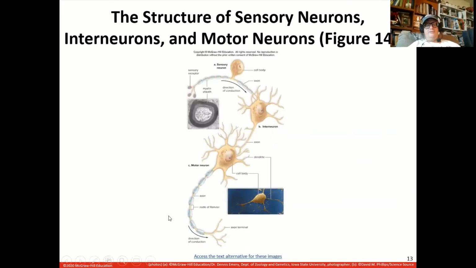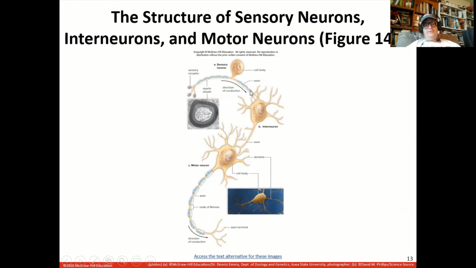So here we have 3 types. You can see a sensory neuron. Now I want to point something out too, something that hasn't been mentioned yet in the PowerPoints. There are different places where the cell body could be. This has an axon here, and the axon continues up to there. The cell body is in the middle of this axon, okay? And so that's fine. We receive a signal, and we carry it over to the next cell.